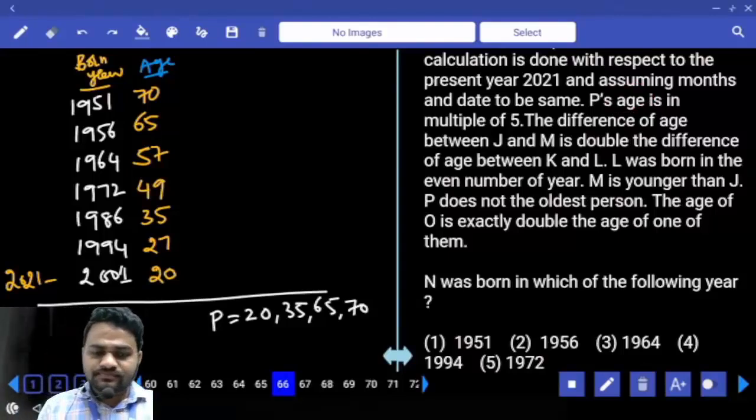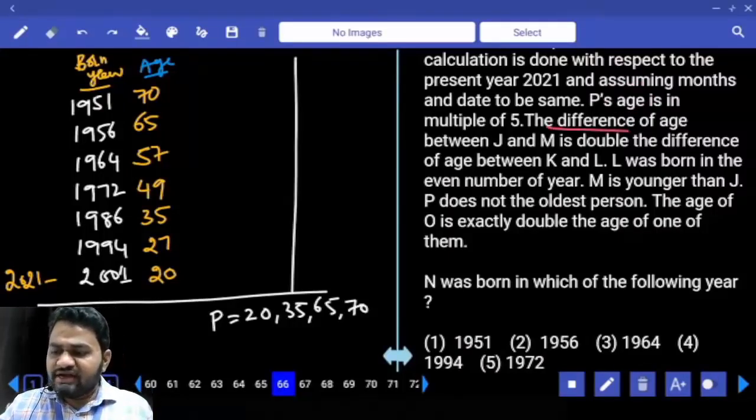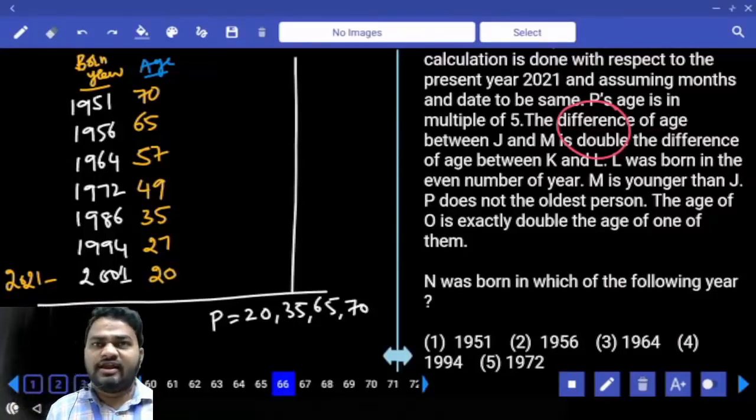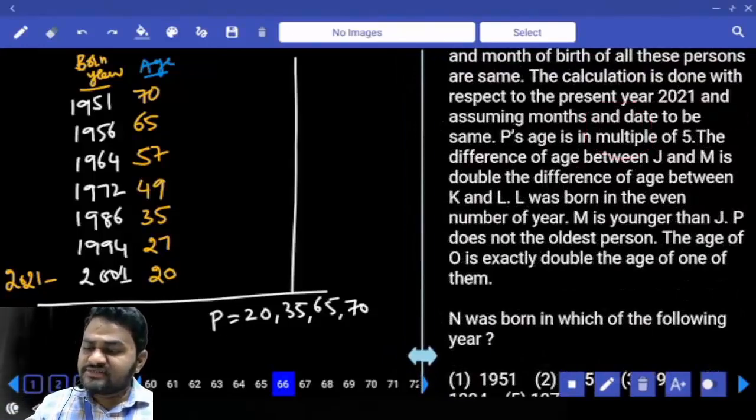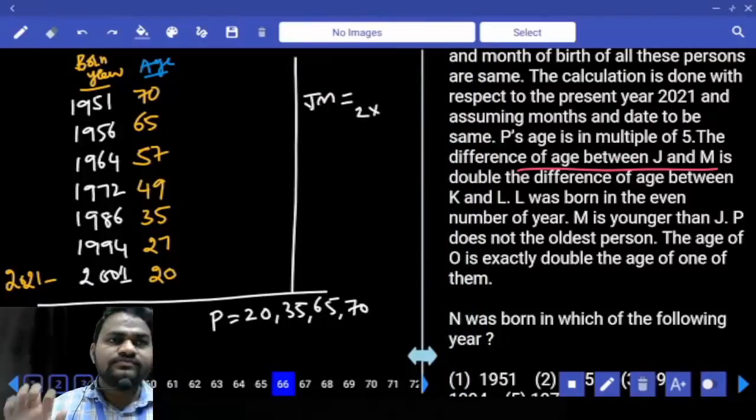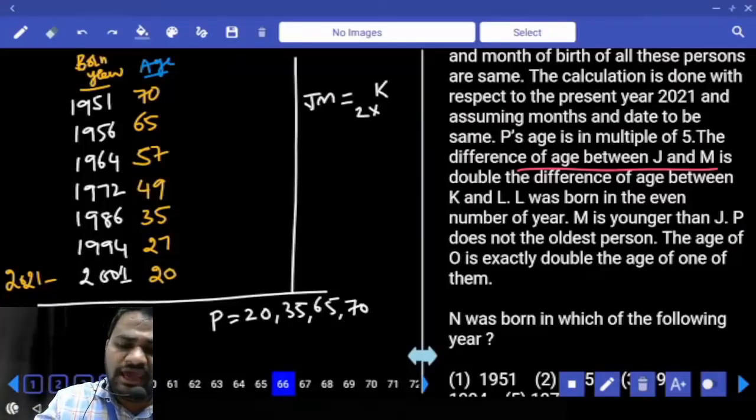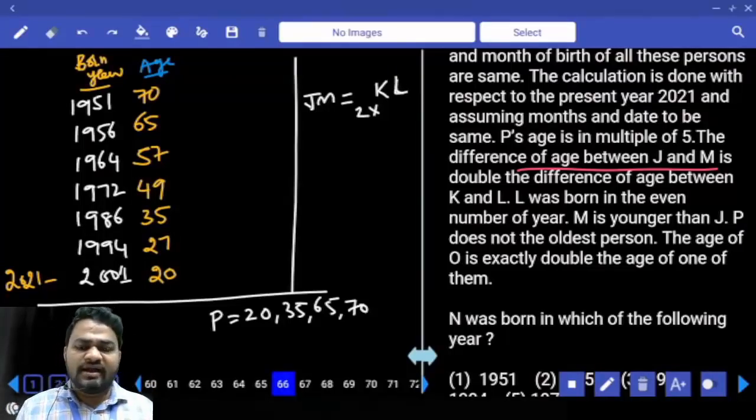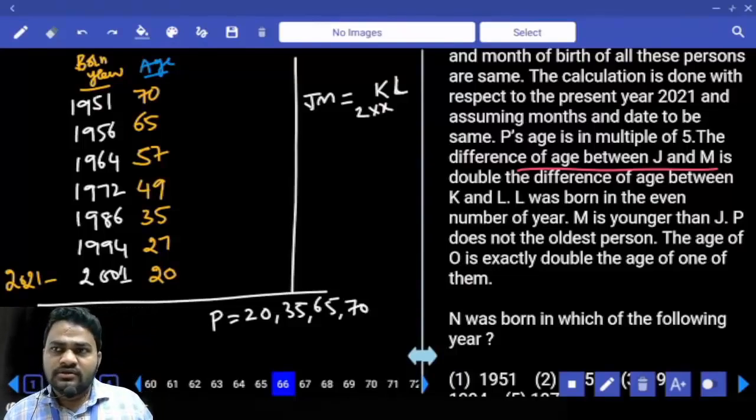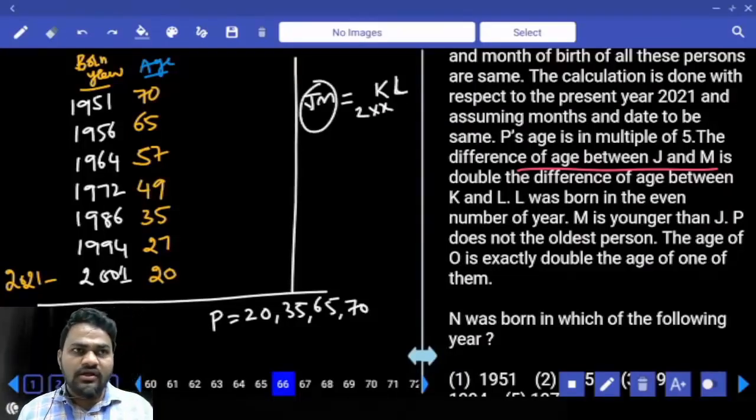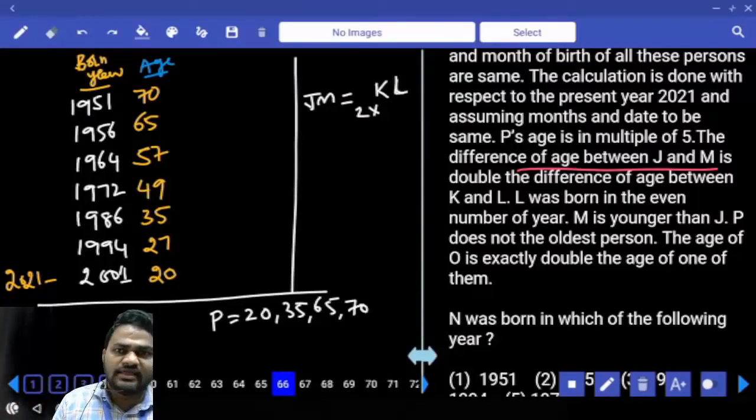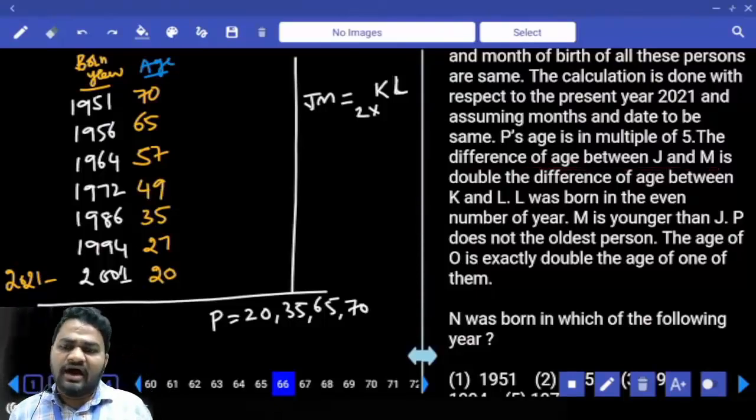Next, the difference of age between J and M is double the difference between the age of K and L. So whatever the age difference between J and M is, that is two times the difference between the ages of K and L. Whatever the difference between the ages of K and L is, for example if it is X, double of that number will be the age difference between J and M. The difference between J and M is double the difference between K and L. Whatever the K and L difference is, J and M needs double that difference in ages. Let us calculate after reading the data.